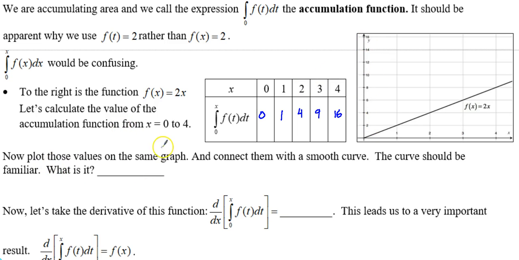So now we plot these values on the same graph and connect them with a smooth curve. The curve should be familiar. So this is a line and I'm going to plot this area. So 0 is 0, 1 is 1, 2 is 4, 3 is 9 and 4 is 16. And we can see this graph looks familiar. We should be able to make the connection that this is y equal to x squared and this is 2x.